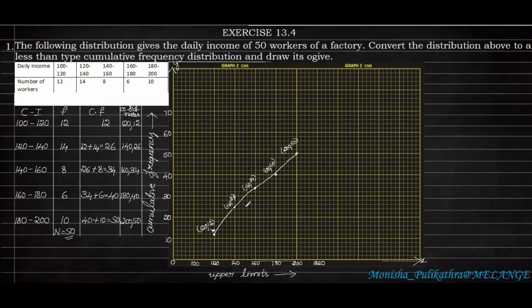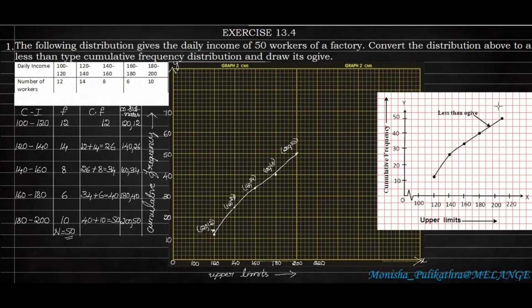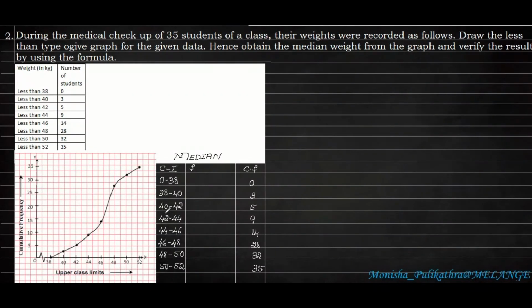I hope you understood this. So this is the plot of the cumulative frequency graph which we can show here. This is the graphical representation which I have shown in this section also. There is no need of writing both. This is just for your reference. That's it. So moving on to the second question.